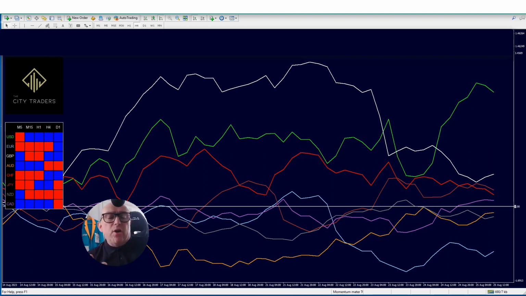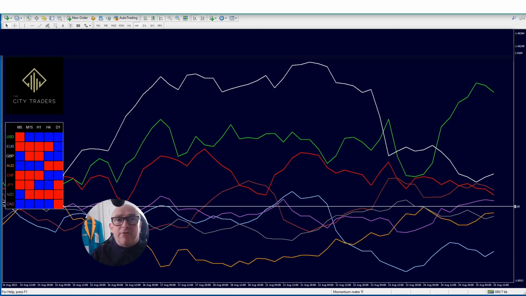So basically, it's a moving average comparison indicator. Now, you may or may not know that the US dollar accounts for the majority of all FX transactions on the planet. You've often heard them say it's a $7 trillion a day market. Well, 88% of all transactions involve the US dollar. And what this does is plot the moving average differential against the US dollar.